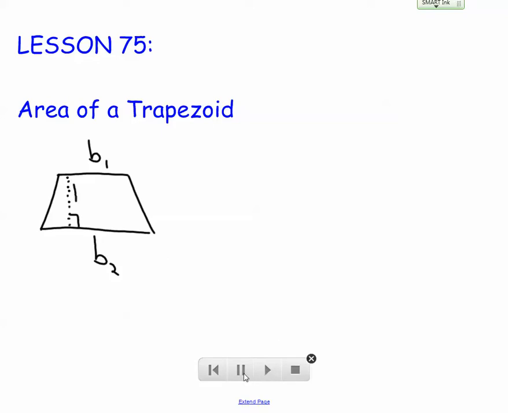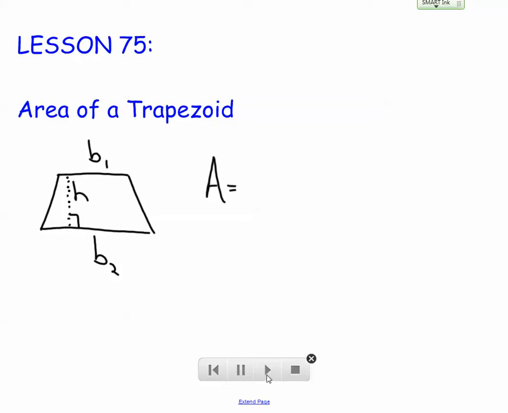We need to know the length of the two parallel sides, and we need to know the height. In other words, the distance between the two parallel sides. And remember, we're talking about shortest distance, so it's got to be perpendicular to those parallel lines. This slant height right here is not the height we need in order to do this formula.